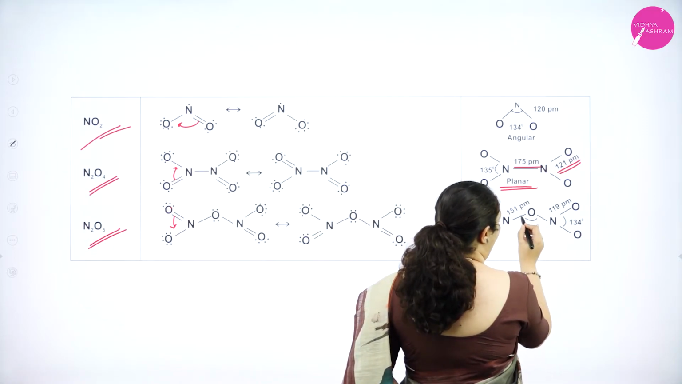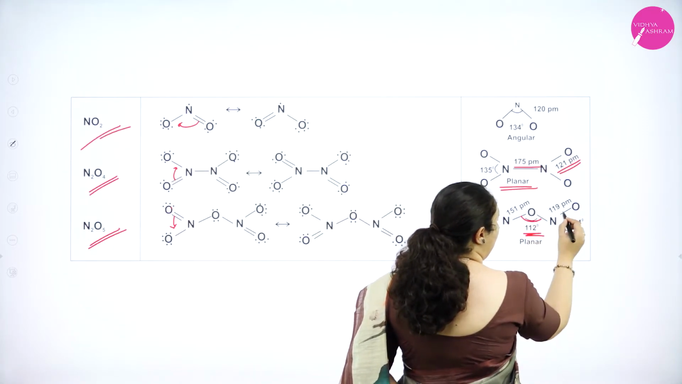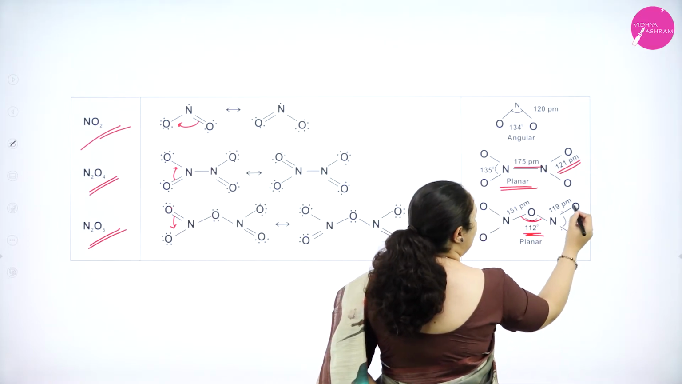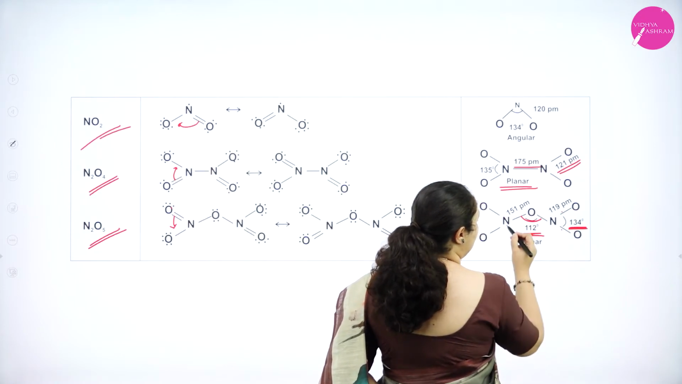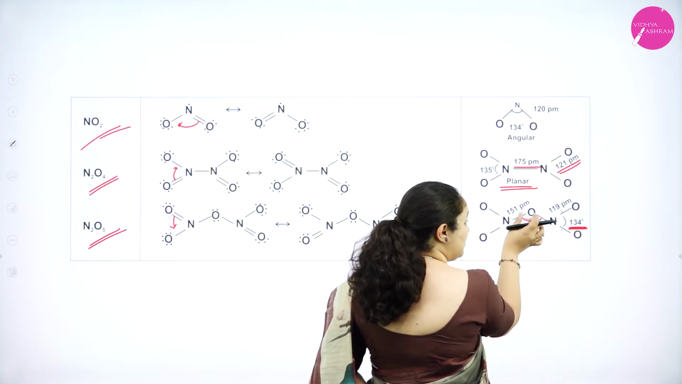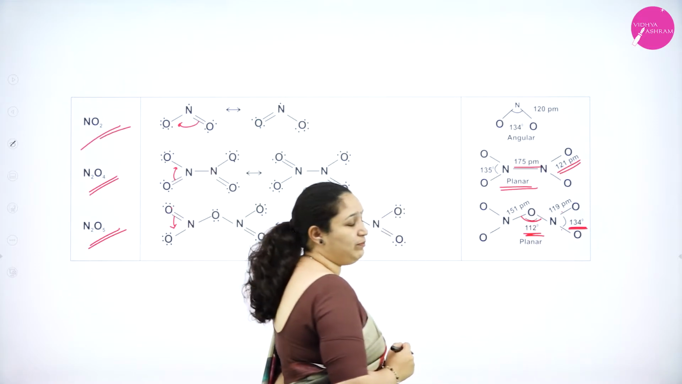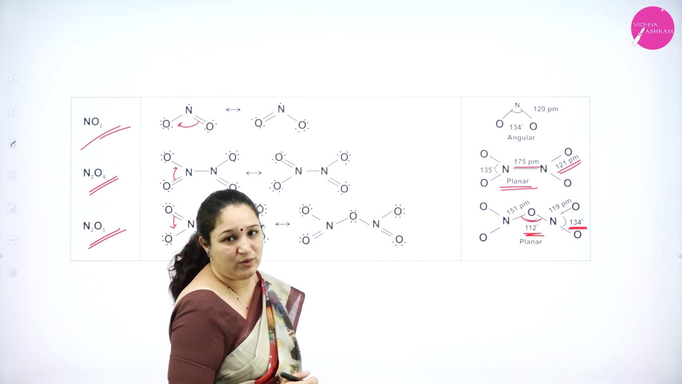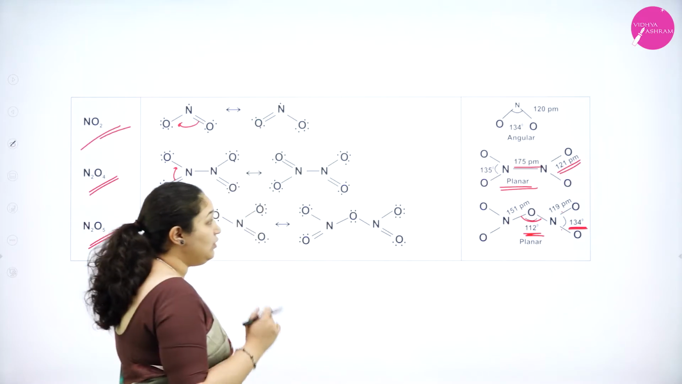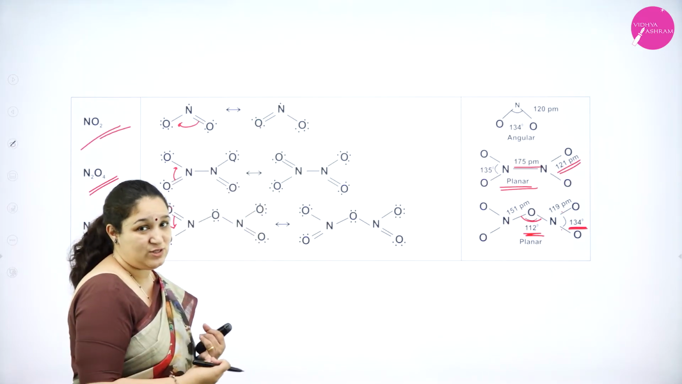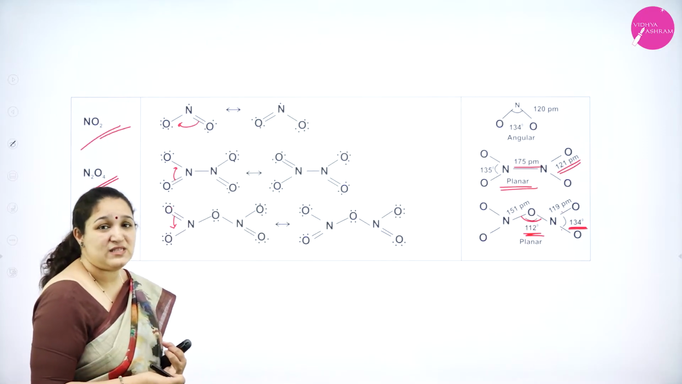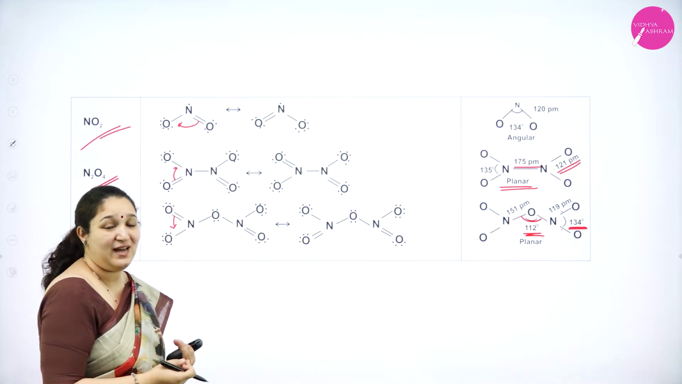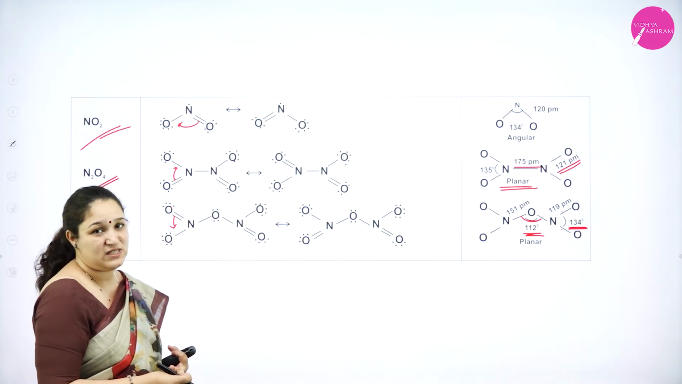Here this bond angle is 112 degree. Between these two oxygen atoms the bond angle is 134 degree. Bond length is 119 picometer. Between nitrogen and oxygen, that is the middle oxygen atom, it is 151 picometer, and the molecule is again a planar molecule. Okay. So that's about the resonating structures as well as the oxides of nitrogen, their oxidation state and how they are prepared, we have studied.